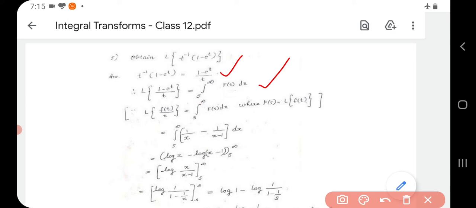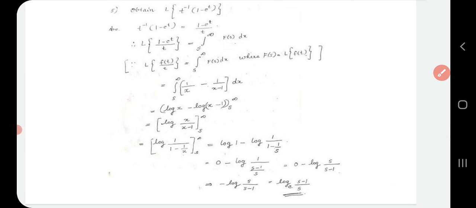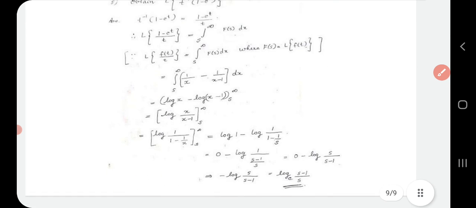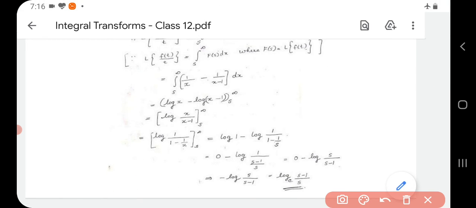Here instead of t you are having x, so integral s to infinity 1 by x minus 1 by x minus 1 dx. Integral of 1 by x is log x, this one will be log of x minus 1. Log x minus log of x minus 1 will be log of x by x minus 1. Okay, then divide numerator and denominator by x, so it will be log of 1 by 1 minus 1 by x. Then apply the limit s to infinity. Final answer will be logarithm to the base e of s minus 1 by s.